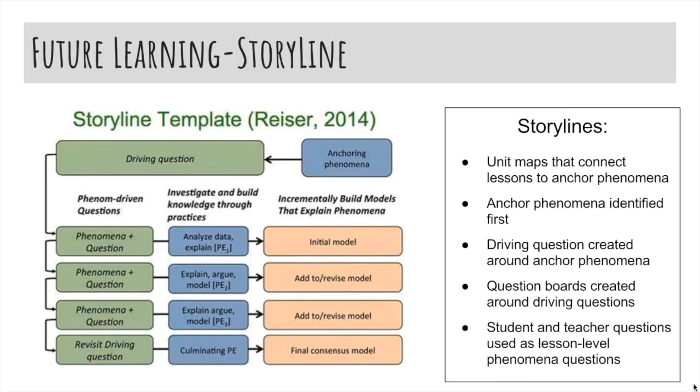Now that we have covered anchor and lesson phenomena and question boards, our future learning together will be storylines. When we meet on site, we will dive deeper into storylines. We will work to put our new learning around the 3 dimensions, anchor and lesson phenomena, driving questions and question boards together to design a storyline unit.